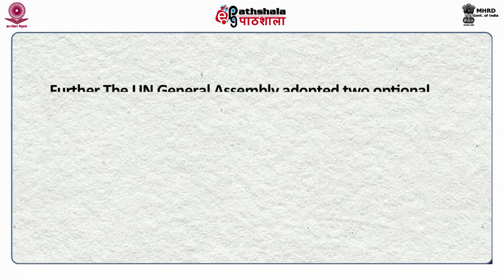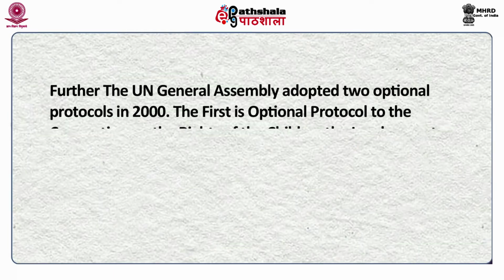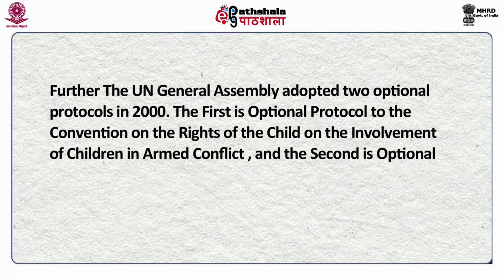In 1999, the ILO adopted Convention number 182 concerning the prohibition and immediate action for the elimination of the worst forms of child labour. Further, the UN General Assembly adopted two optional protocols in 2000.